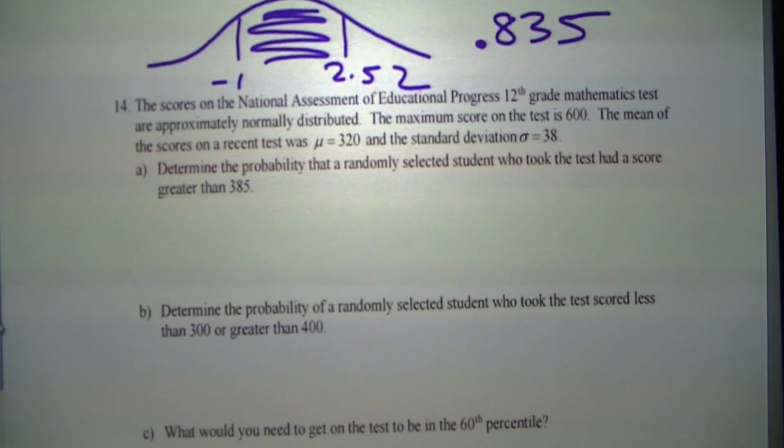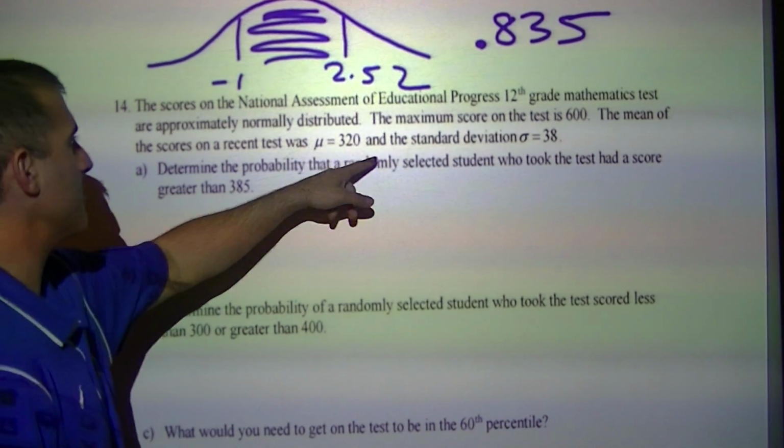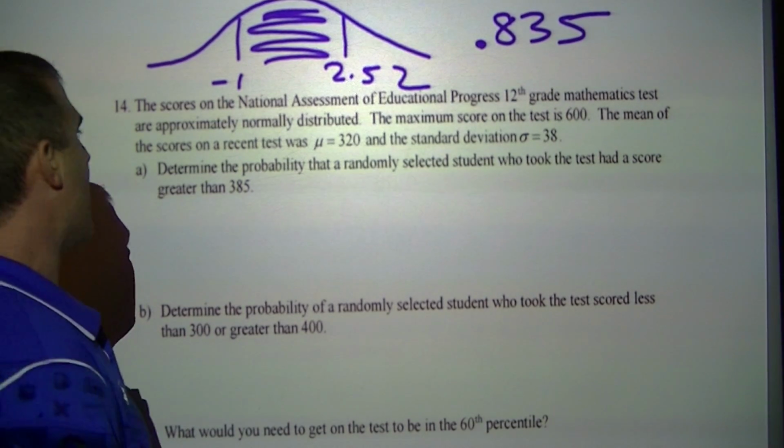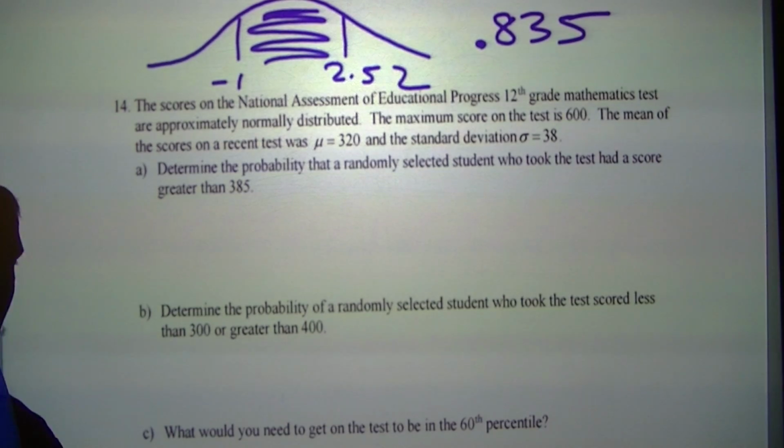It says the scores of the National Assessment of Educational Progress mathematics tests are approximately normally distributed. The maximum score on the test is 600. The mean of the scores of a recent test was 320. That's what mu means. The standard deviation is 38. What is the probability that a randomly selected student had a score greater than 385?